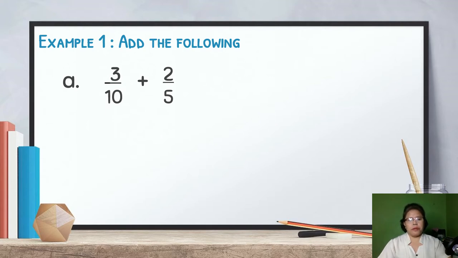Supposed to be, mag-skip count lang tayo niyan, di ba? 10, 20, 30, and then 5, 10, 15, 20, di ba? Pero we can start with the bigger denominator. And the bigger denominator here is 10. You can check kung ang 10 ay pwede na ba sa 5. So, if you skip count with 5, 5, 10, diretso na, di ba? So, gagamitin nating LCD would be 10.